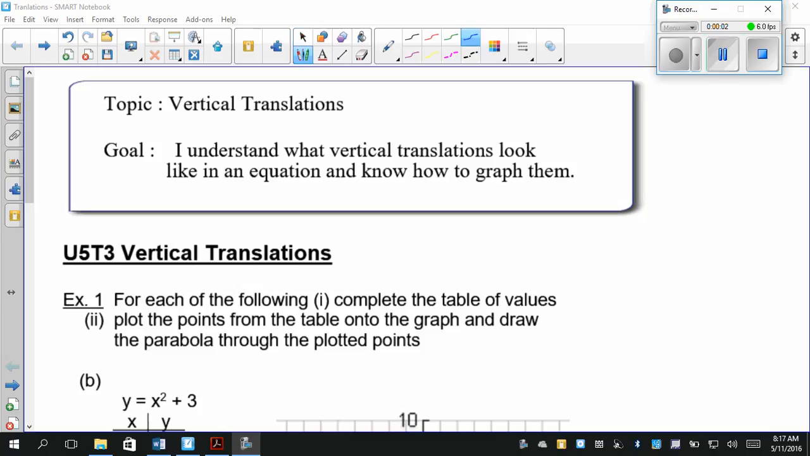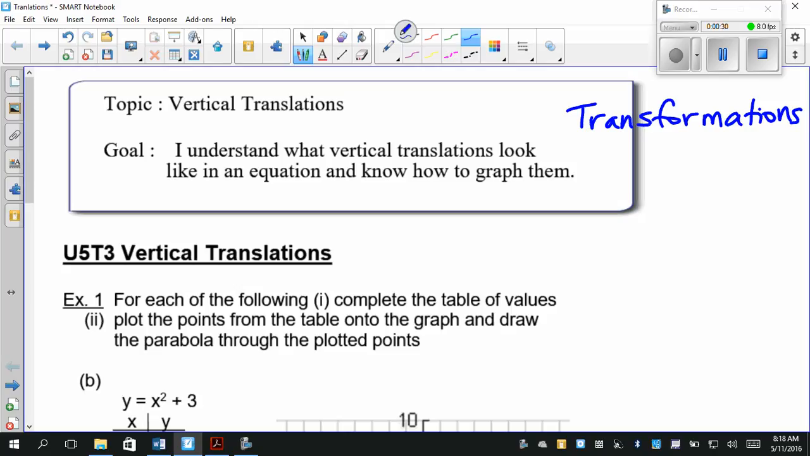Today our topic is vertical translations. Our goal is that I understand what vertical translations look like in an equation, and you know how to graph them. So all of this unit, we're focusing on transformations. And a transformation is just a change.